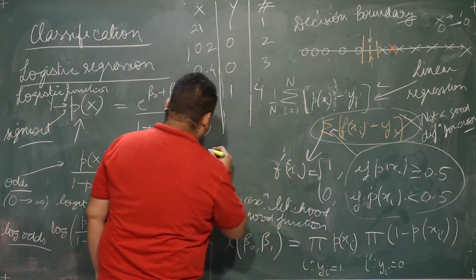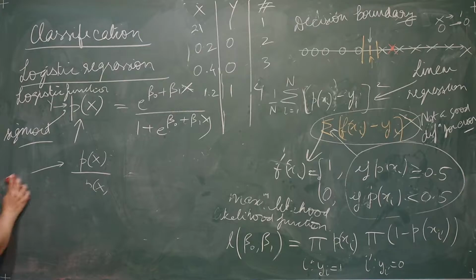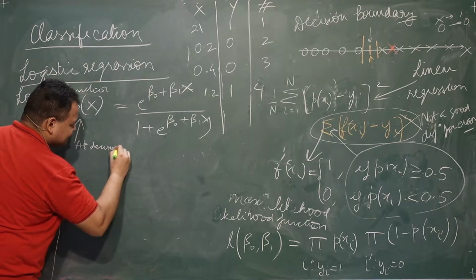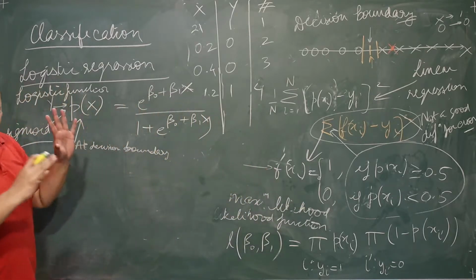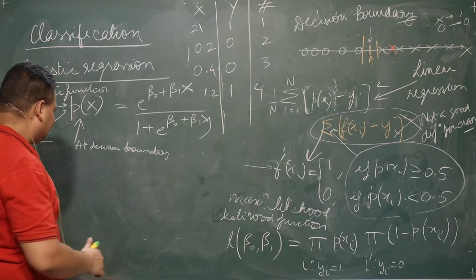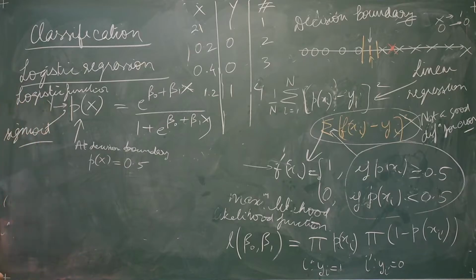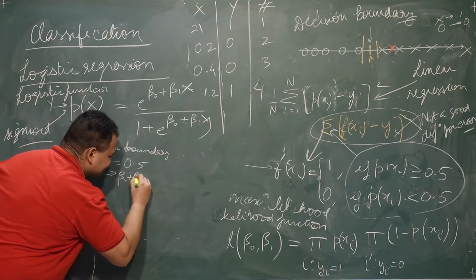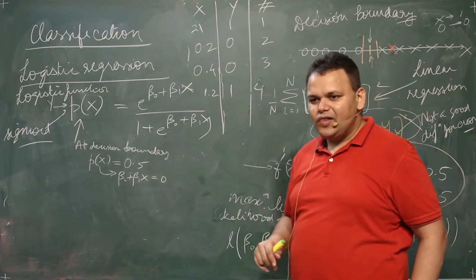So at the decision boundary, let us say we have defined a decision boundary in this manner, that a probability of 0.5 is your decision boundary. At the decision boundary your P(x) is equal to 0.5. Is that correct? So what does that give you? That gives you that beta 0 plus beta 1 x is equal to 0. Do you get it? Yes, sir.